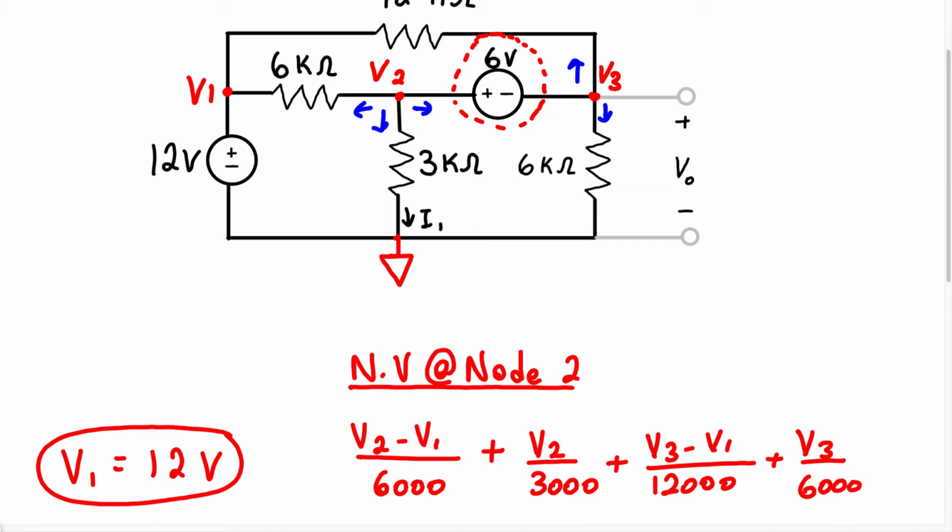We're using the node voltage method. Just be aware of how you're going to write those equations, and all of this is going to equal 0. Remember, we're no longer finding the node voltage at node 2, but we're finding the node voltage at node 2 and node 3. So I'm just going to say node voltage at supernode.